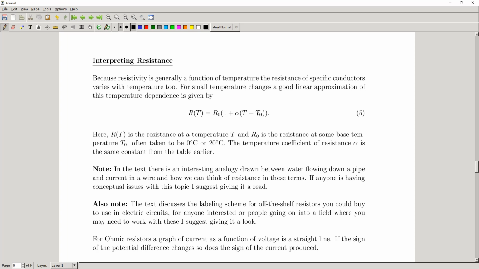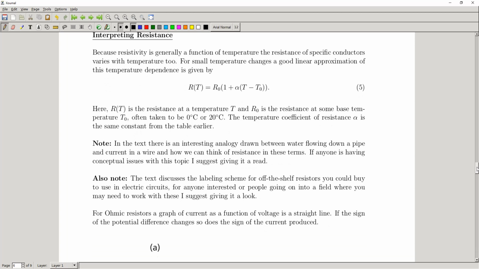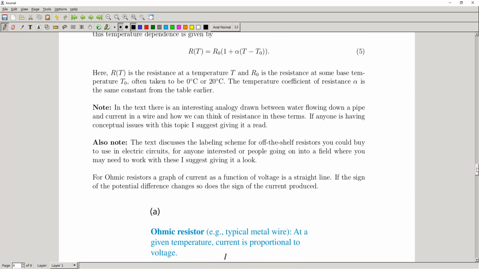So I'm going to make a note here. There's a couple of things that the textbook does that I'm not going to talk about here, but that could be useful to you if you're having specific issues or if you're curious. The first thing I want to note is that the text goes into a discussion about an analogy that it draws between the flow of water down a pipe and the flow of current down a wire, and how you can think of resistance in these terms. It's a decent discussion, but I'm not going to have that discussion here. But if anybody's having conceptual issues thinking about how resistance might work, that might be a good read, so give that a look.